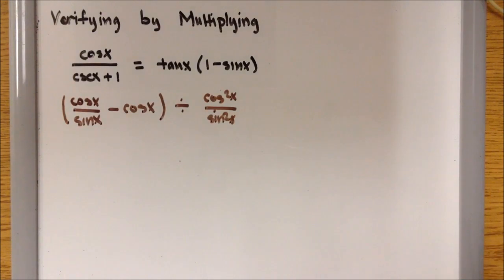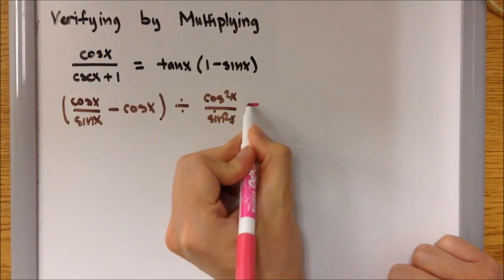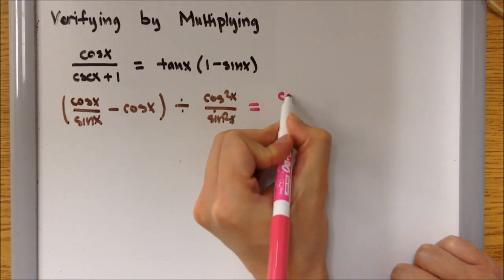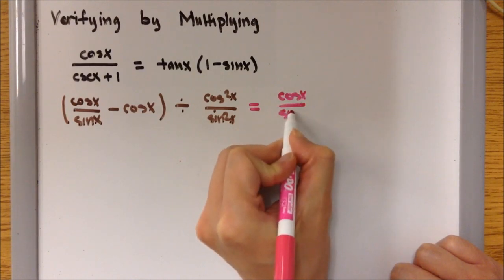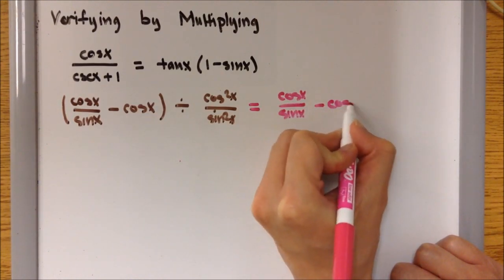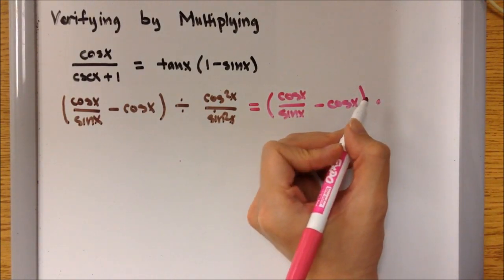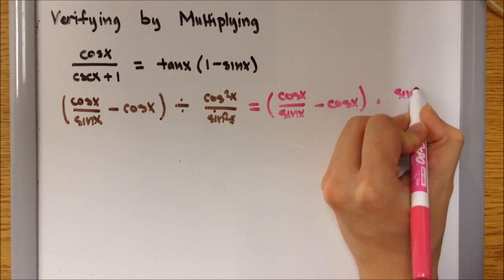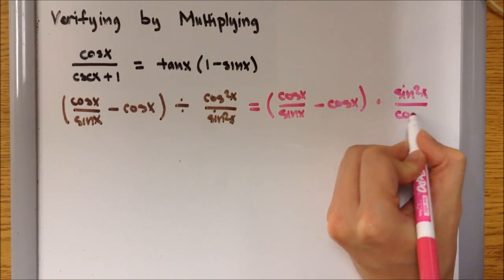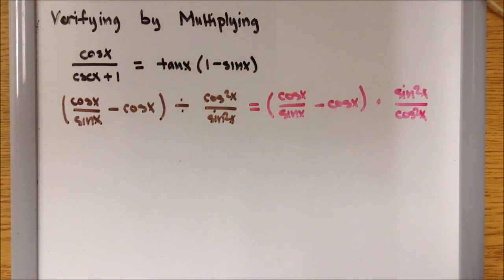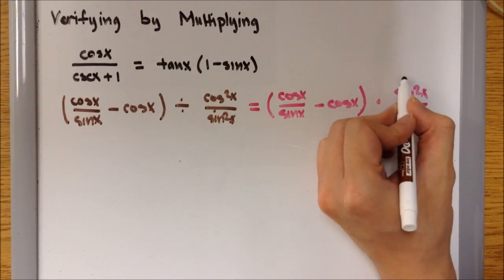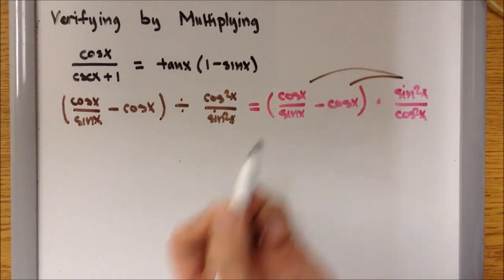Alright, so since we have a division of fractions, you can change it to a multiplication of fractions. So the first part will stay the same: cosine of x over sine of x minus cosine of x, still in parentheses, times, we're going to flip the second fraction, so it's going to be sine squared x over cosine squared x. So what's going to happen here is we're going to distribute sine squared x over cosine squared x to the first fraction and then to the second part.